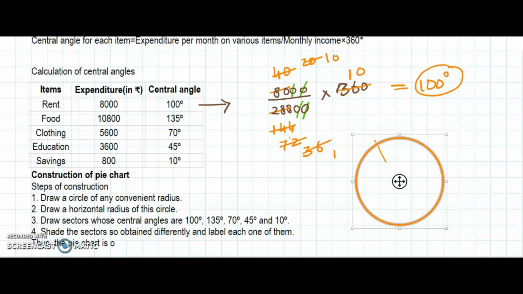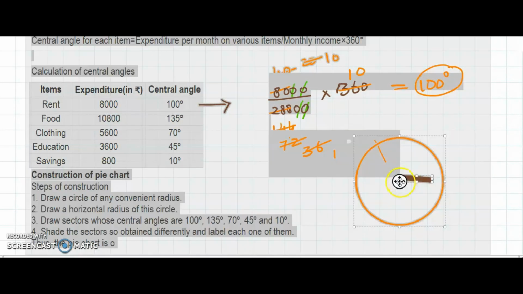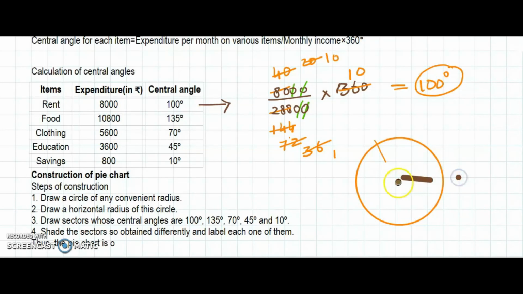The circle, and then what you have to do is point out its center point, and then you have to take a scale in your hand and draw one radius. Just draw one radius like this, straight, and then you can put the protractor and start drawing the different angles of 100 degrees, 135 degrees, 70 degrees, 45 degrees, and 10 degrees, and then you can shade if it is essential, or else you can leave it like this.